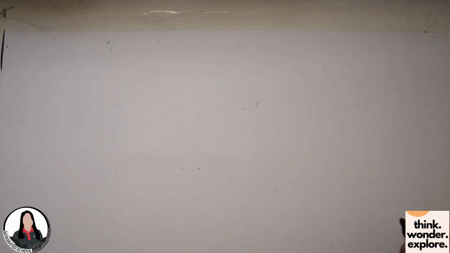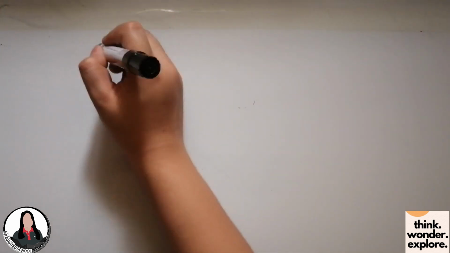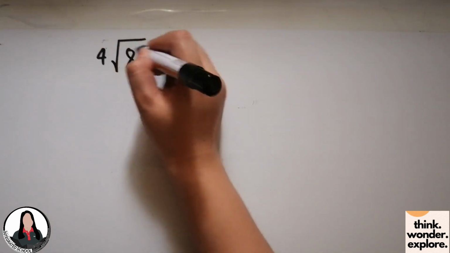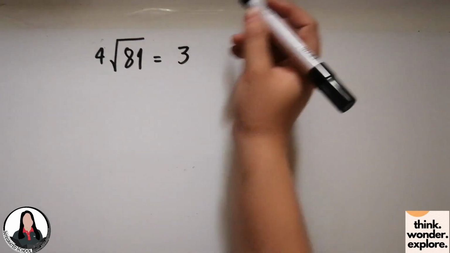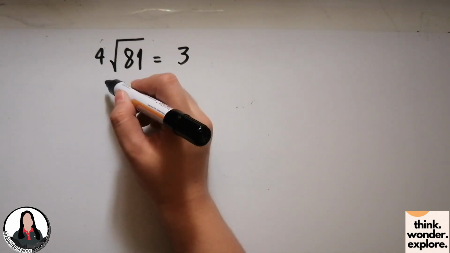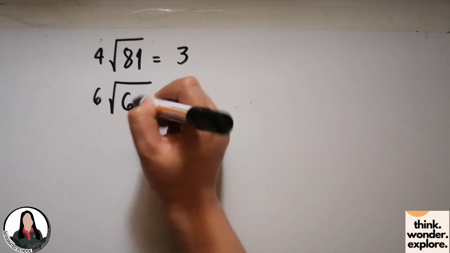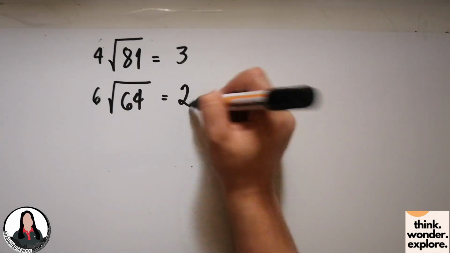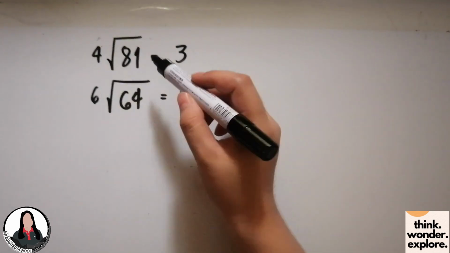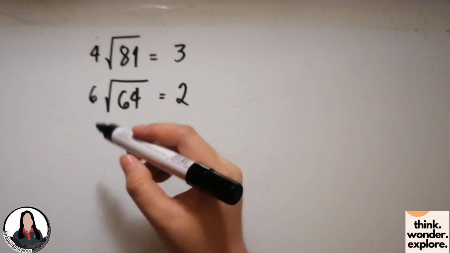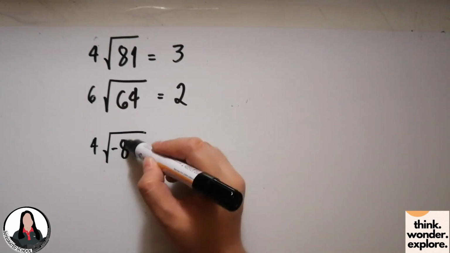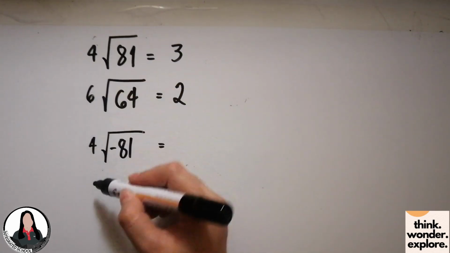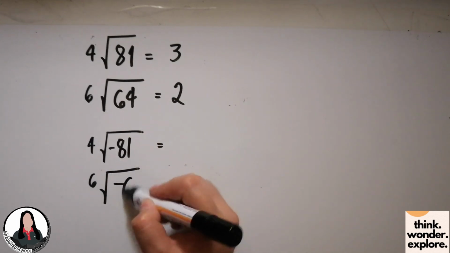Now, ano meron kay even and odd roots? So, for even roots, let's have fourth root of 81. So, for the fourth root of 81, we can get 3. For the sixth root of 64, we can get 2, right? Now, let us try getting the fourth root of negative 81, and the sixth root of negative 64.